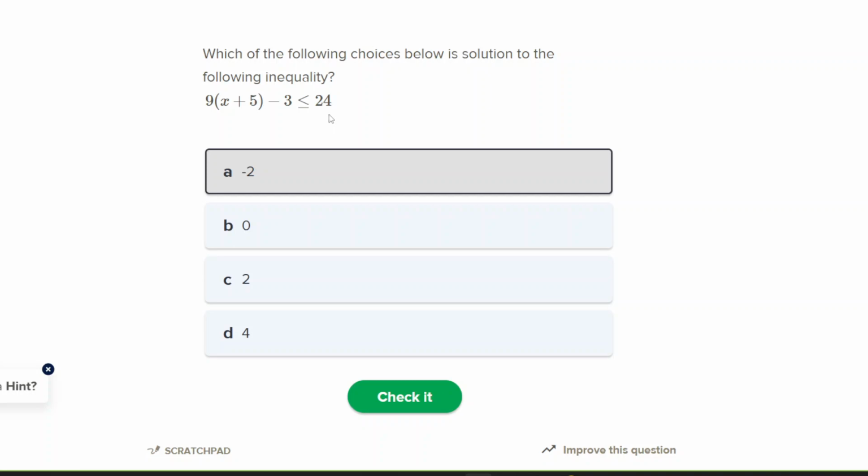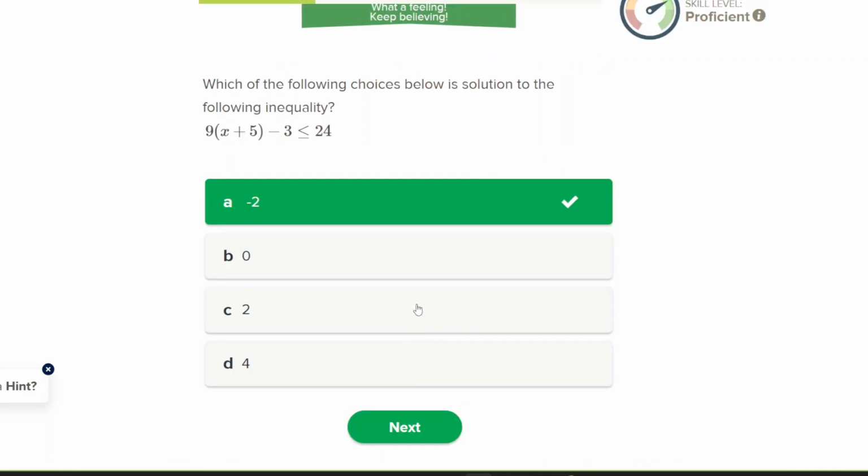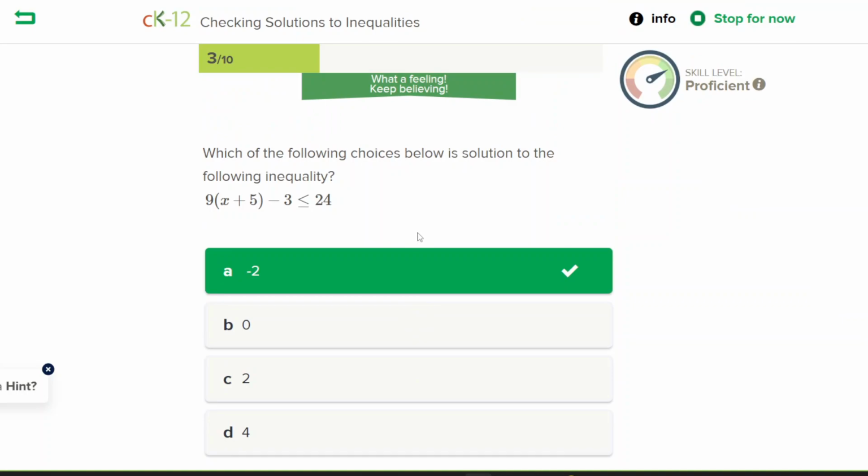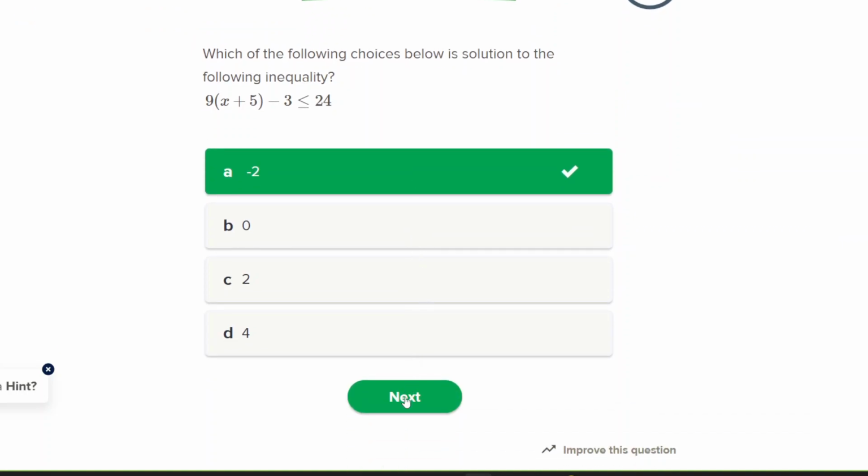There are other numbers that would work here, like say -5. If x were -5, this left side would have a value of -3, which is less than 24. So just be aware that most of the time when you're seeing these linear inequalities, there will be infinitely many solutions. All right, so wonderful. Next example.